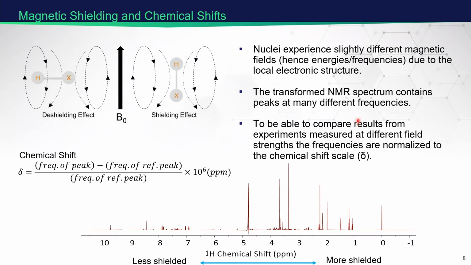Now, the transformed NMR spectrum will contain all these different frequencies, and because nobody has a magnet with the exact same frequency to the level of precision that would be needed for direct comparison, we normalize these frequencies to the chemical shift scale. And so we always use a frequency of a reference peak and the peak of interest. Now, this is a small separation. It's kilohertz at max. And of course, the Larmor frequencies we're talking about are in the megahertz range. And so these are parts per million differences. And that's the origin of the chemical shift scale.